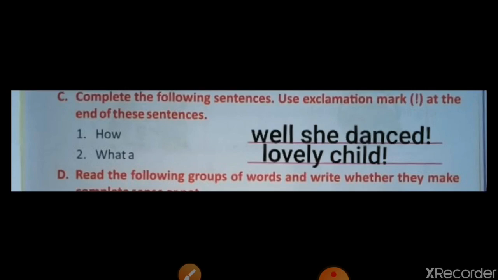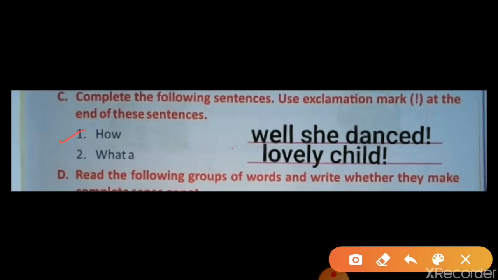When we appreciate something and express a strong feeling, we use an exclamation mark, and that sentence is called an exclamatory sentence. So here I have made a sentence, that is, how well she danced. Only this portion you have to write. So the answer is, how well she danced.